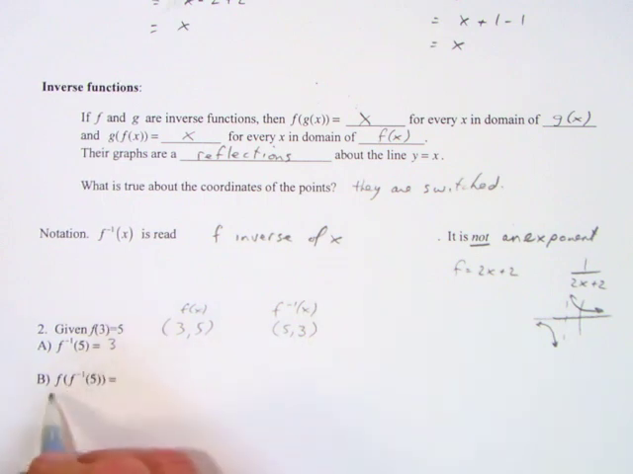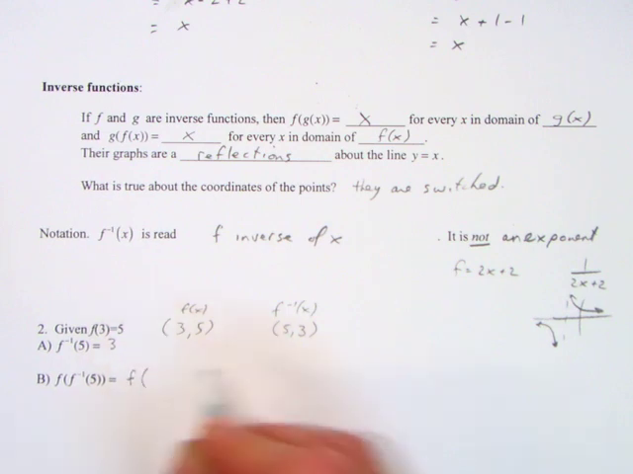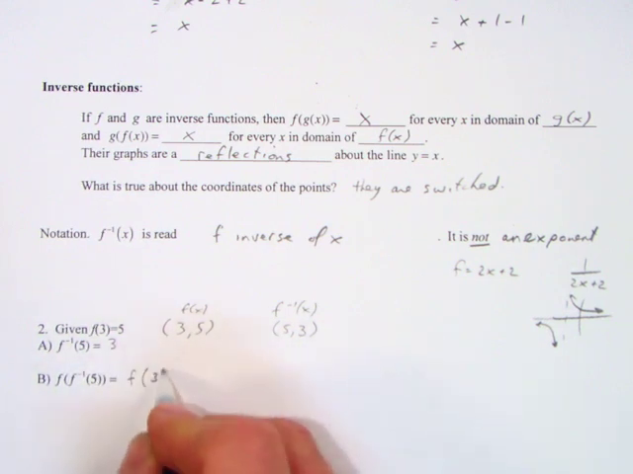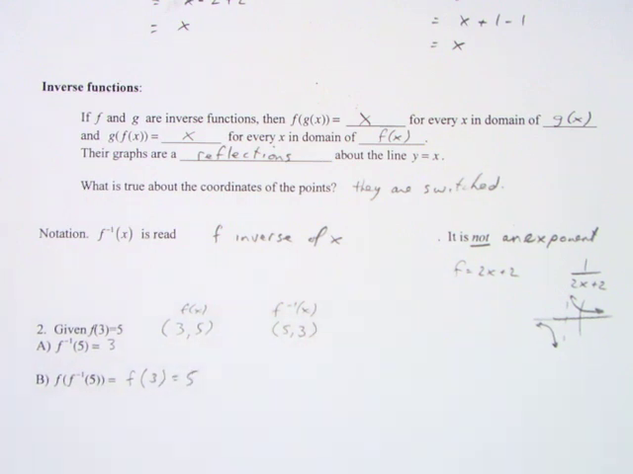Let's take a look at this. We have f of f inverse. So f inverse of 5 is 3. And what's f of 3? That's the original function. That's 5. Why? What does an inverse do to the function? It undoes everything that was just done to it.